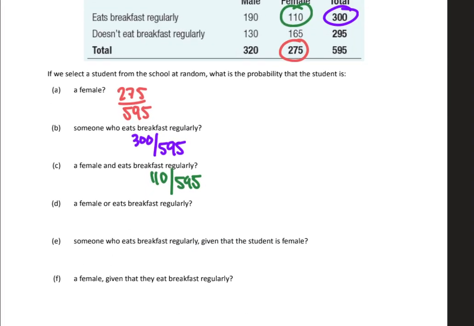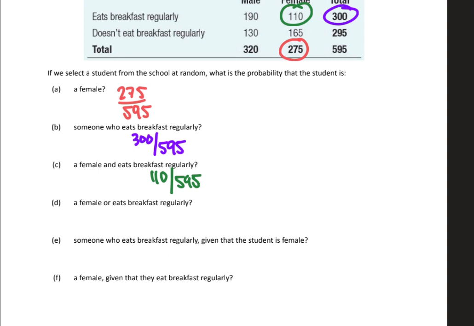All right, the next one, it says a female or eats breakfast regularly. Well, remember the or rule, we add and subtract the overlap. So in this case, it's going to be the probability that the student is female, so that's the 275, plus people who eat breakfast regularly, which is 300, minus the overlap. And in this case, the overlap is the 110. So that's going to be 465 over 595.